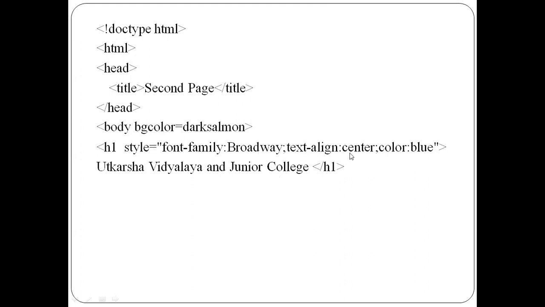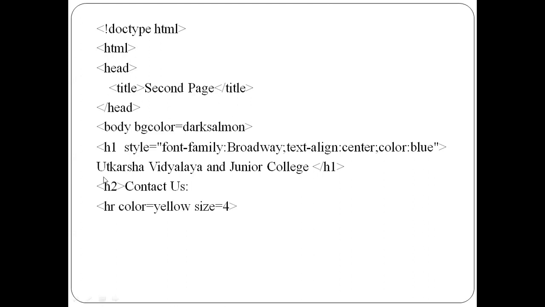My second property is text-align. The value is center, so the text Utkarsh Vidyalaya Junior College will be displayed at the center of the web page. And the last property is color. Color is blue, so the color of this text will be blue. After that I am using the H2 tag. The H2 tag is used only for appearance, just to make my font look bigger. You can skip this tag if you don't want to use it. After that I have written Contact Us.